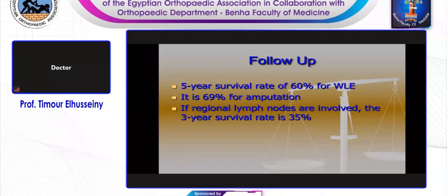If regional lymph nodes are involved, the 3-year survival rate drops to 35%.